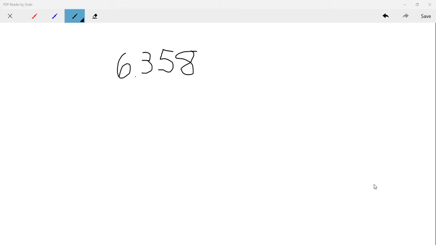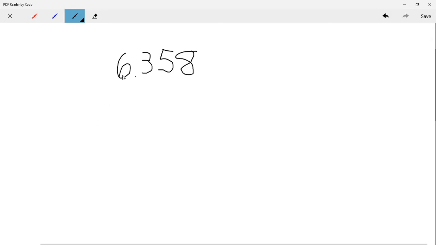Today we are going to be talking about rounding in decimals. And basically, rounding in decimals is pretty much the same thing as rounding without decimals. So let me just show you.